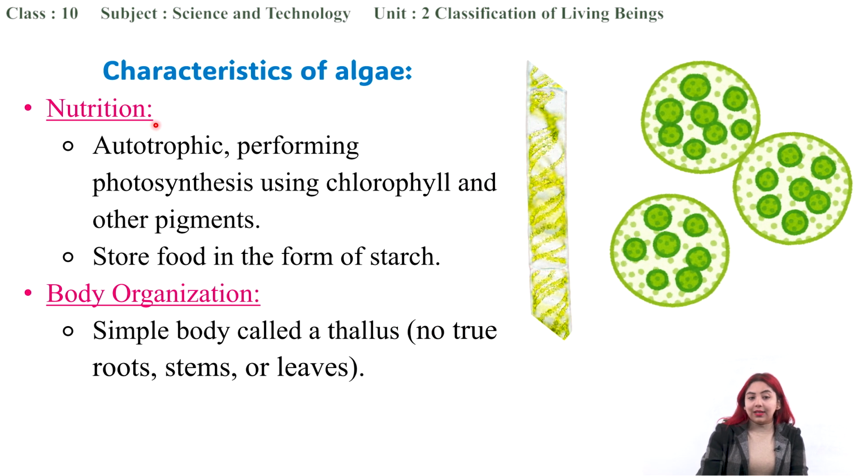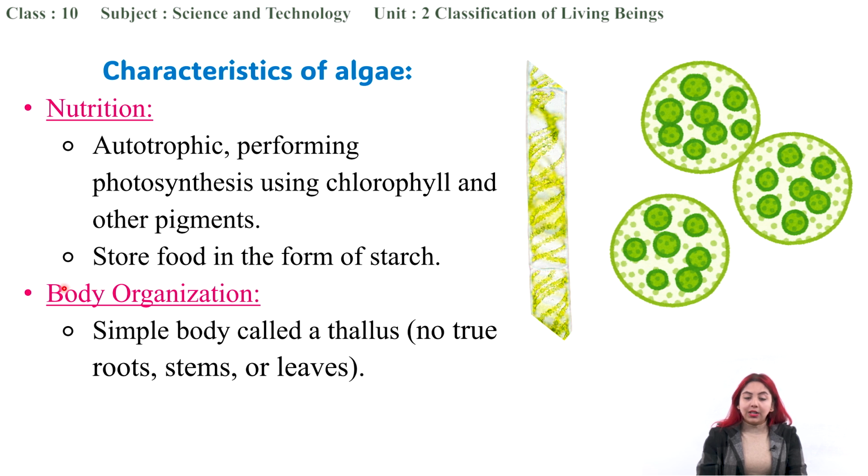Another characteristic is nutrition. Now you can see here all of these contain chlorophyll in them, so they can prepare their own food in presence of sunlight, so they are autotrophic. The food they make, they store it in the form of starch inside the cell.